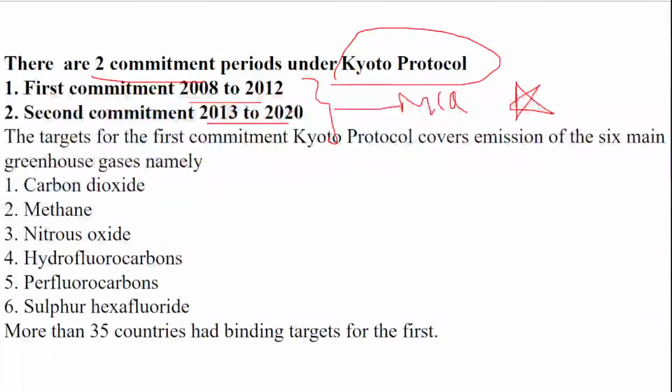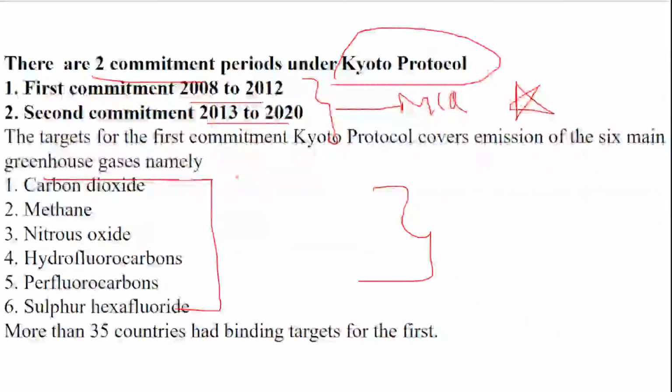So yes, you need to keep these commitment periods in mind. Now the target for the first commitment period covers emissions of 6 greenhouse gases. Even this was a question, in which they asked which is the odd one out, that is, which gas in the first commitment period was not part of the 6 main greenhouse gases. So you should know this part also very well. The main greenhouse gases which were the target for the first commitment period were carbon dioxide, methane, nitrous oxide, hydrofluorocarbons, perfluorocarbons, and sulfur hexafluoride. These were the 6 main greenhouse gases.